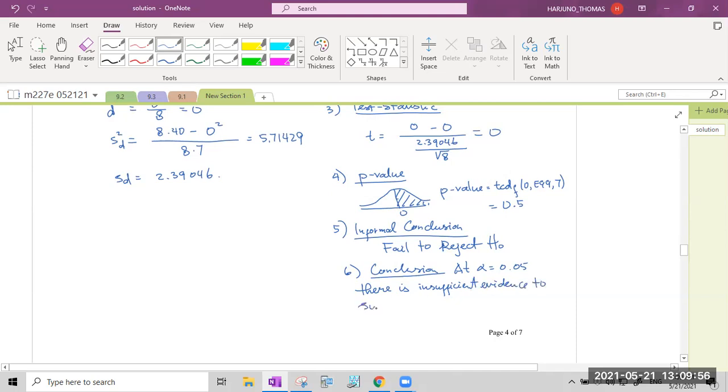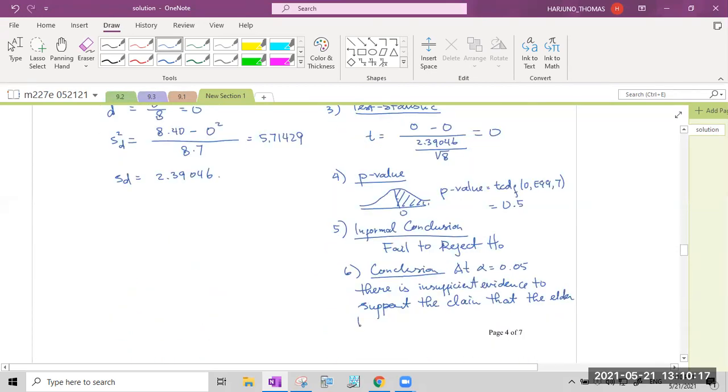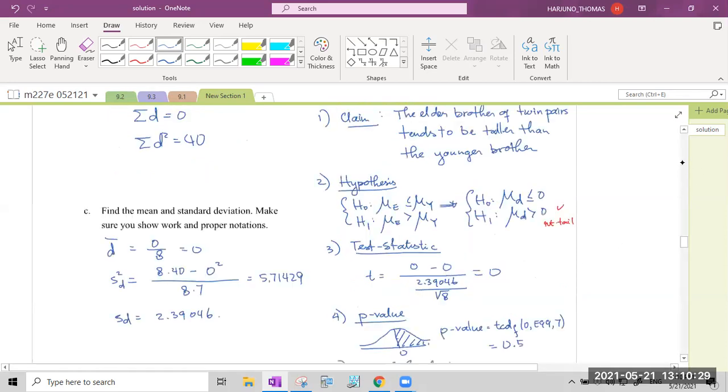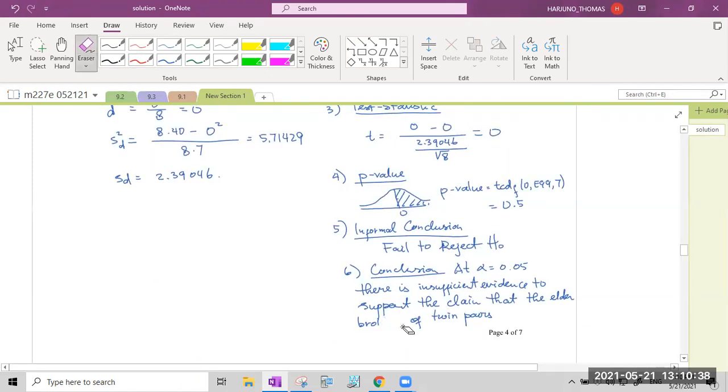to support the claim that the elder brother of twin pairs tends to be taller than the younger brother.